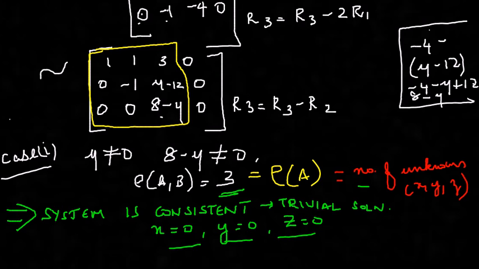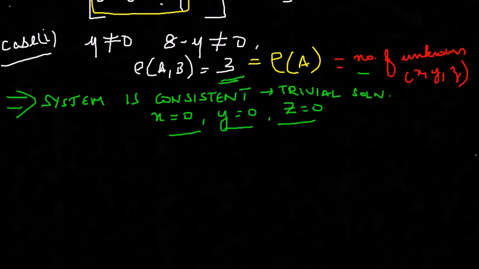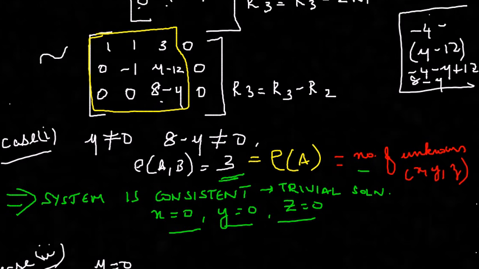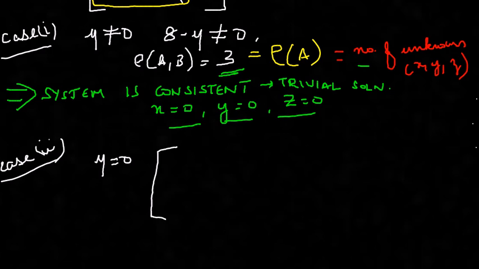Okay, so this is case 1, when mu was not equal to 0 and we assumed that 8 minus mu was also not equal to 0. Now let's see case 2, right? In case 2, let us assume mu is equal to 0. What happens when mu is equal to 0? Your augmented matrix will look like this, right?